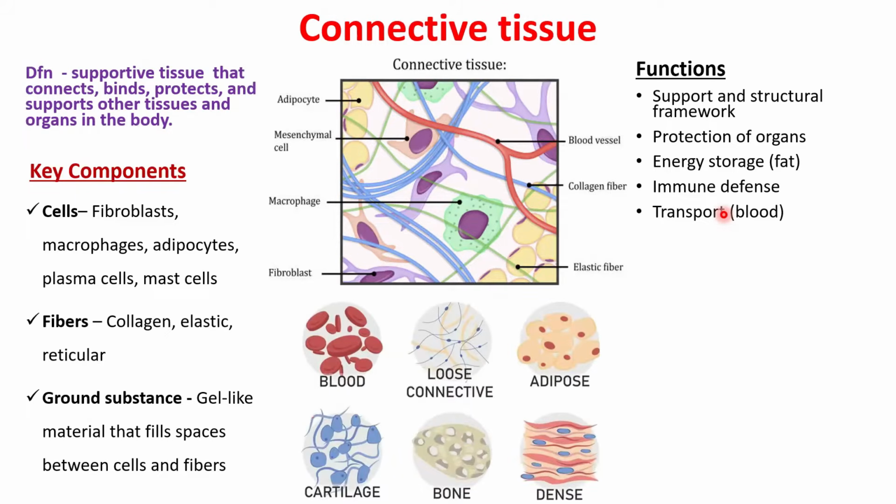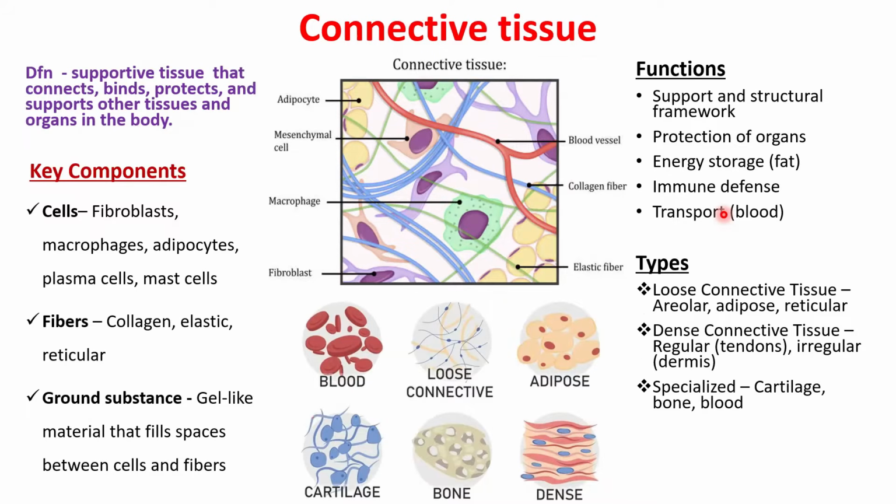So what are the various types of connective tissue? By this image, you can see you have adipose tissue, dense connective tissue, bone as a specialized type of connective tissue, cartilage, blood as a special type of connective tissue, and loose connective tissue. So broadly, they may be classified as loose connective tissue, dense connective tissue, and specialized connective tissue.